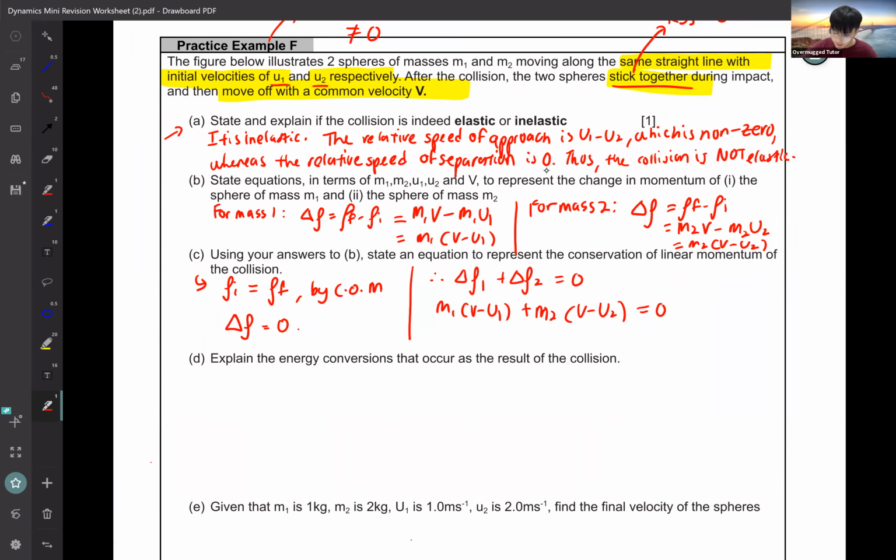Vishvesh, not necessary. If you do cover relative speed of approach and separation, that will give you the mark.